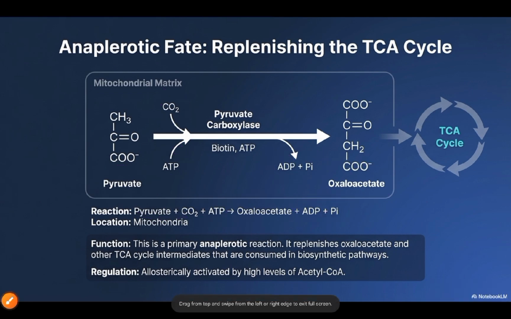So this is a primary anaplerotic reaction. It replenishes oxaloacetate and other tricarboxylic acid cycle intermediates that are consumed in biosynthetic pathways. Regulation: it is allosterically activated by high levels of acetyl-CoA. So when we have too much acetyl-CoA, our body will not keep converting pyruvate to acetyl-CoA in the presence of oxygen, in aerobic respiration. Our body will instead convert pyruvate to oxaloacetate so that we can store these nutrients.